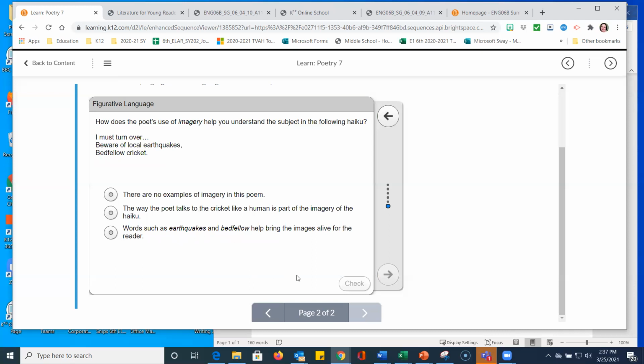Click on your answer, check your answer. Once you know the correct answer, copy and paste the question, correct answer, and explanation into your review document. Once you've got all of these copied and pasted and you know the correct answers, you've got them in your review document, you're ready to move on to Module 8.